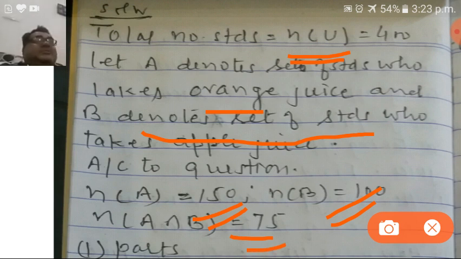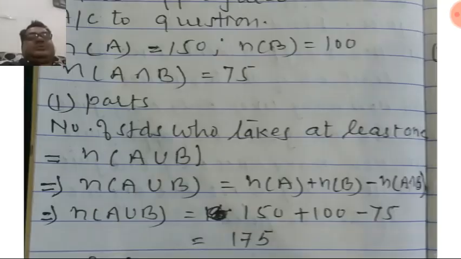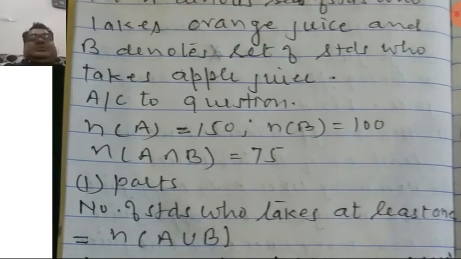So 75 students like both the juices, meaning they are members of set A as well as set B. This I have denoted by the cardinal number of A intersection B equals 75.